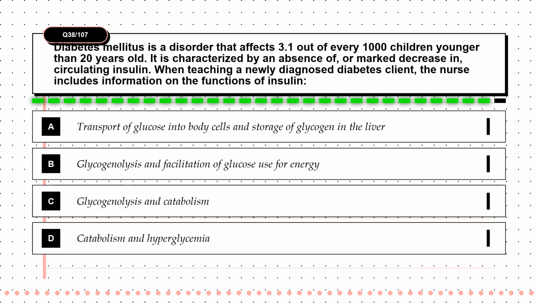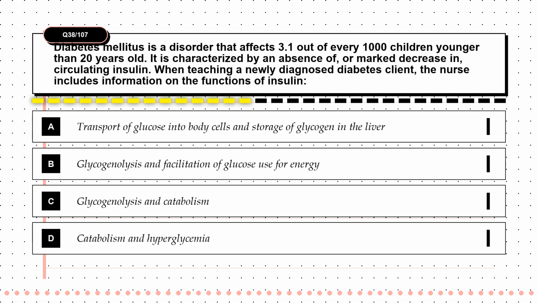Question 38. Diabetes mellitus is a disorder that affects 3.1 out of every 1,000 children younger than 20 years old. It is characterized by an absence of or marked decrease in circulating insulin. When teaching a newly diagnosed diabetes client, the nurse includes information on the functions of insulin.